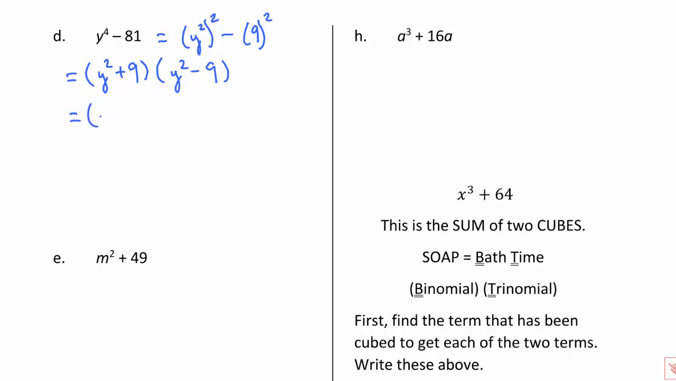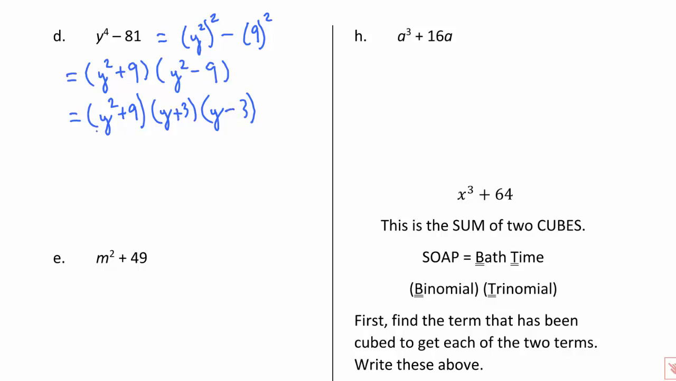So I'm going to rewrite y squared plus 9 here. But this y squared minus 9 can be factored into two sets of parentheses as well, because y squared minus 9 is also a difference of two squares. So what's the square root of y squared? Y. Square root of 9? 3. How do you get a negative? Well, one's plus, one's minus.